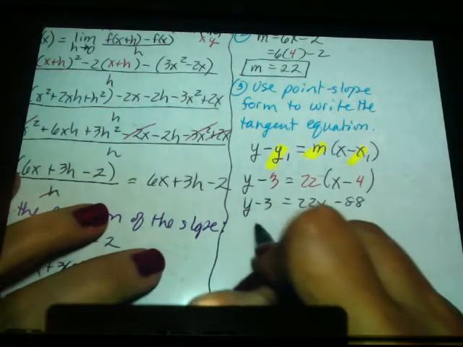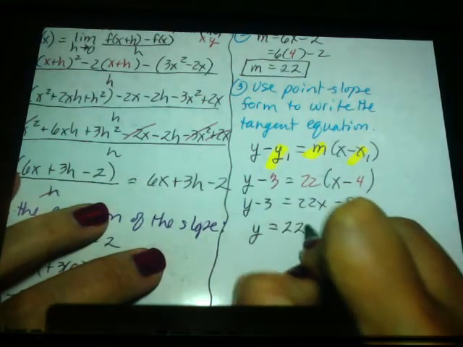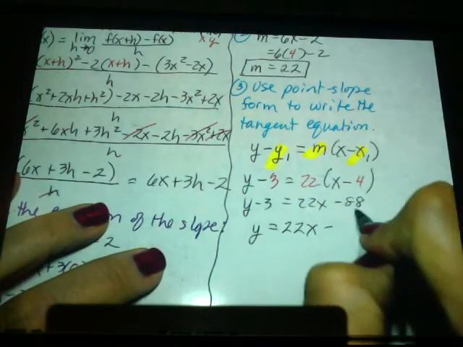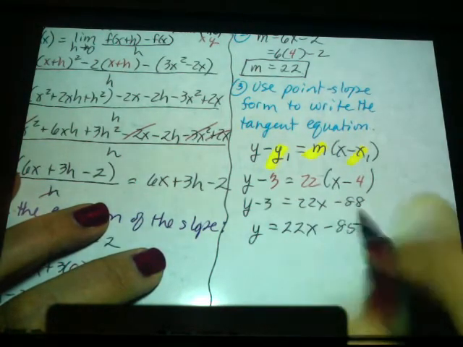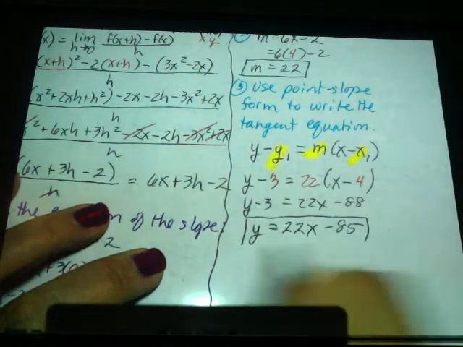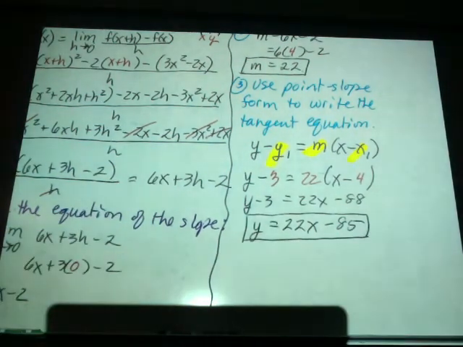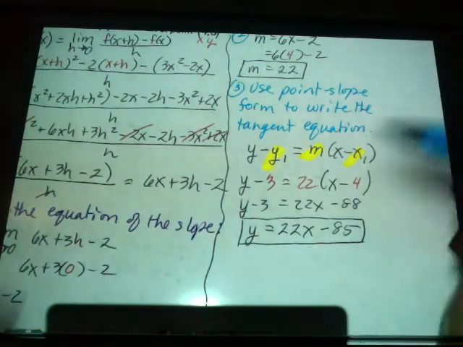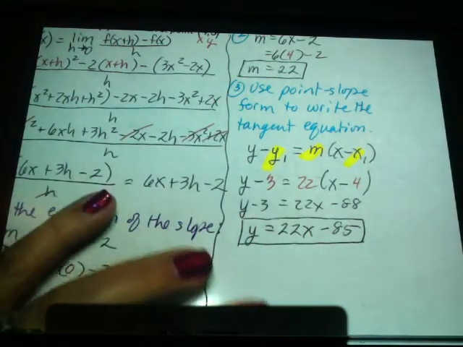And then add 3. If I add 3, I end up subtracting it, so don't I get minus 85? So it's a very steep slope, is it not? Very steep slope, up 22 to the right 1. Crosses the y-axis at negative 85. And then the last thing, they want you to find the point where the tangent line is horizontal.